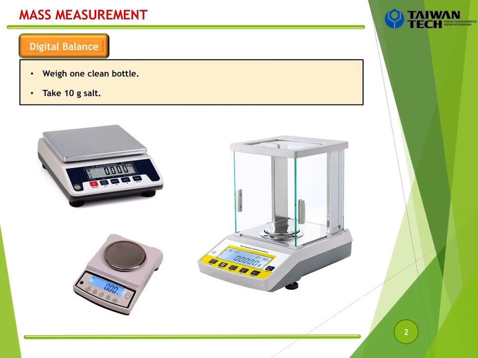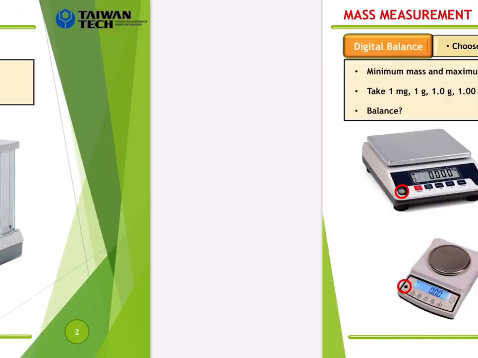So the first one I will talk about is mass measurement, because when you come to the lab you may need to measure the mass of your chemical or some object for your reaction or for some other purpose. The first one I consider is the digital balance. You may see a digital balance like this, and you use this device to measure the mass of an object, maybe a clean bottle, or the mass of the chemical for your reaction.